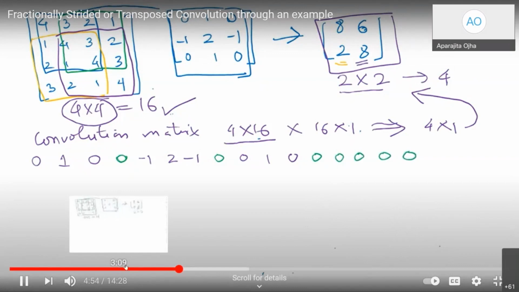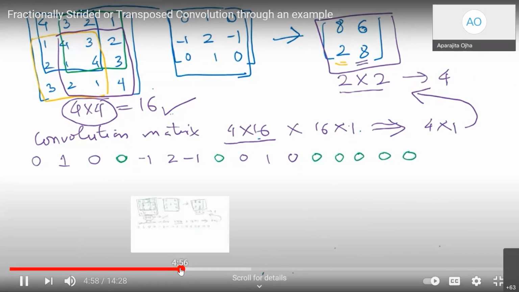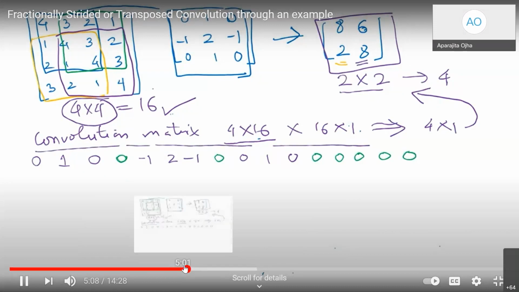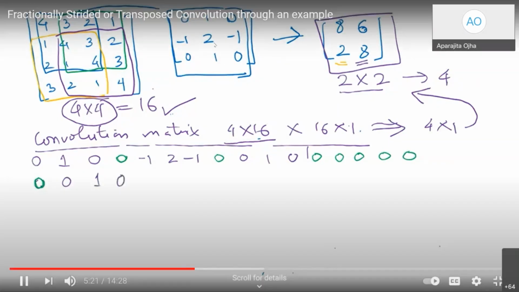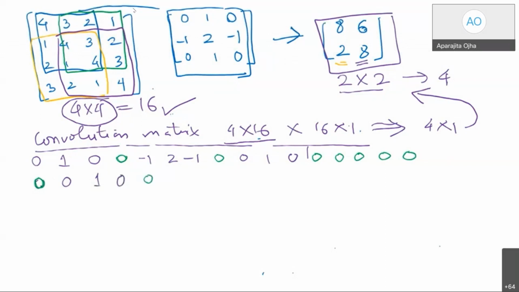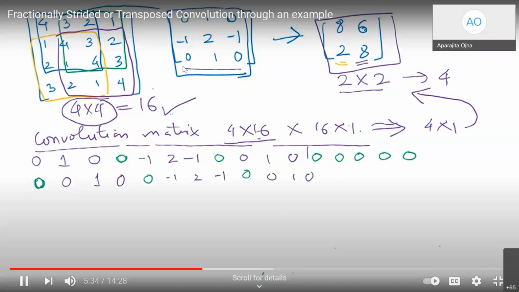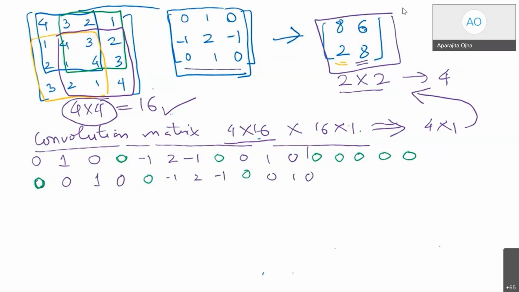The next row will be obtained by shifting these entries, which are here, by 1, so up to here. So what we will do, I will put an auxiliary 0 here, and then 0, 1, 0, and then auxiliary 0 before we write minus 1, 2, minus 1, and then again an auxiliary 0 here. And 0, the third row of this convolution, and then finally all the zeros, auxiliary zeros.